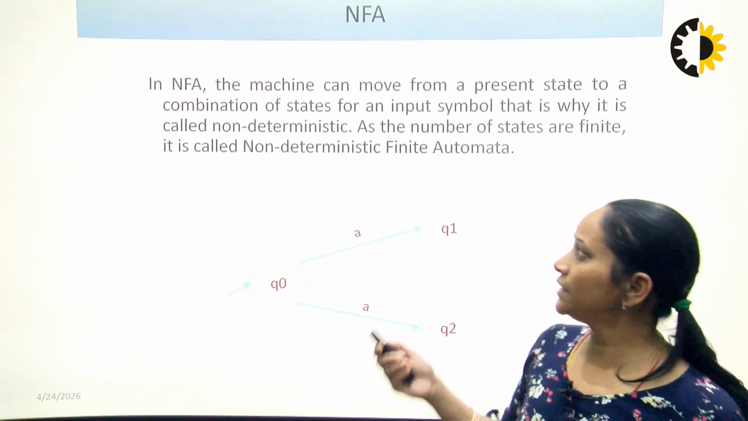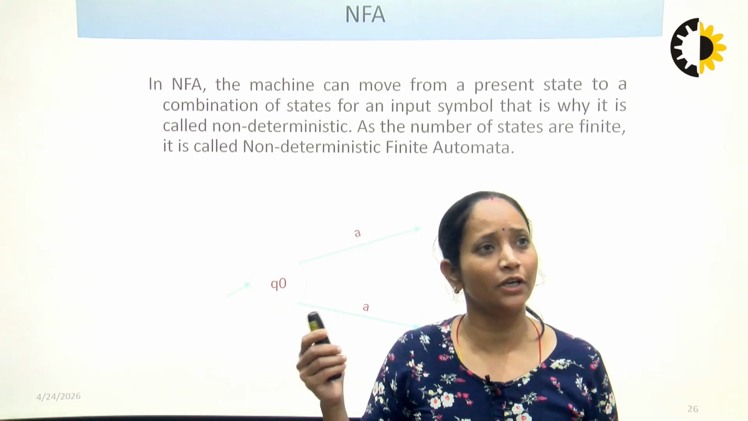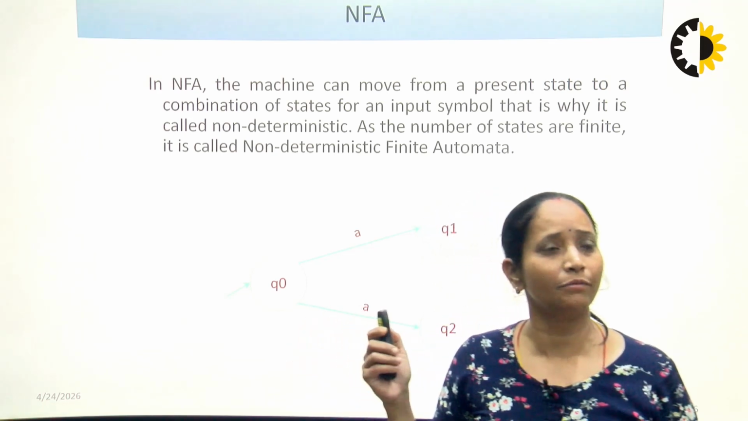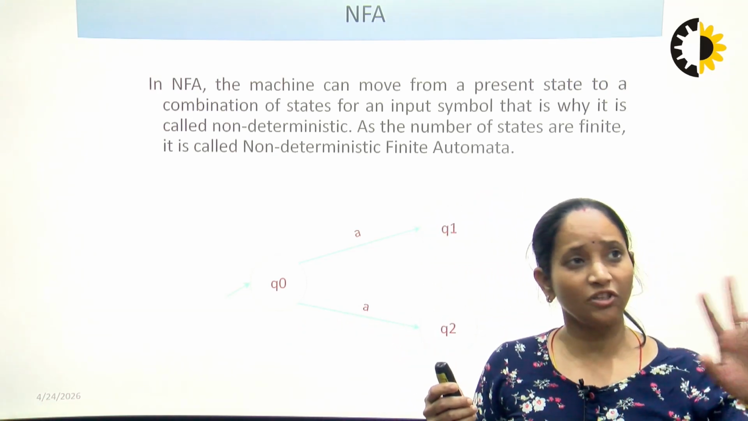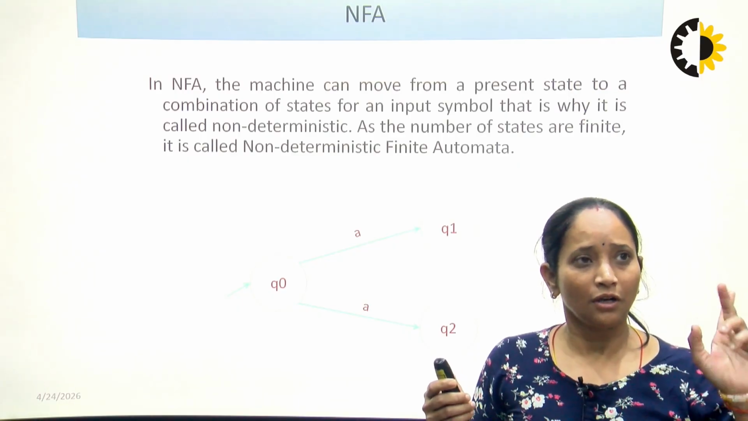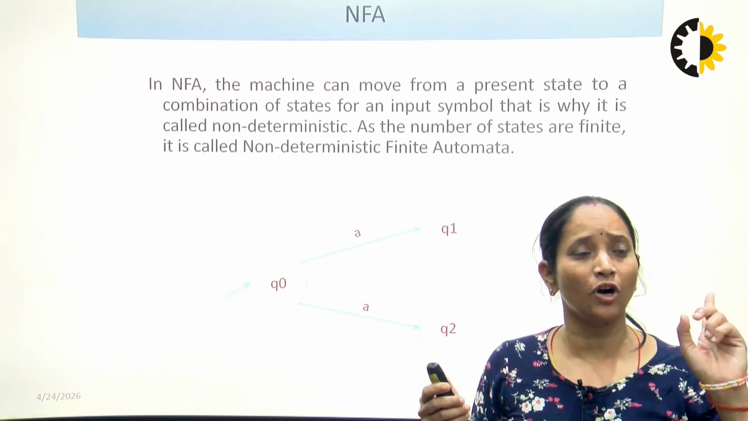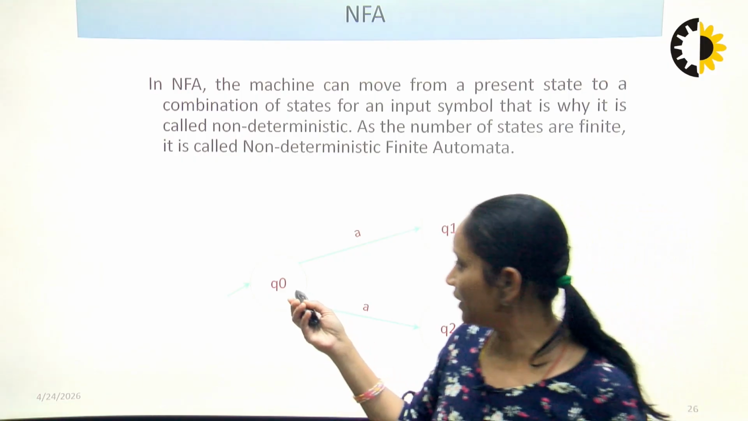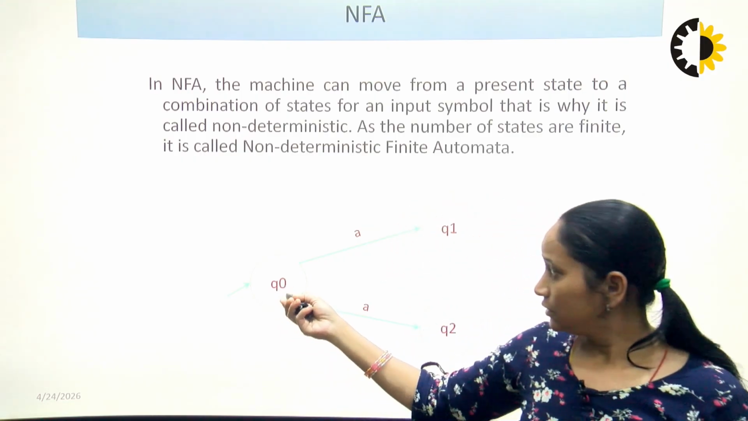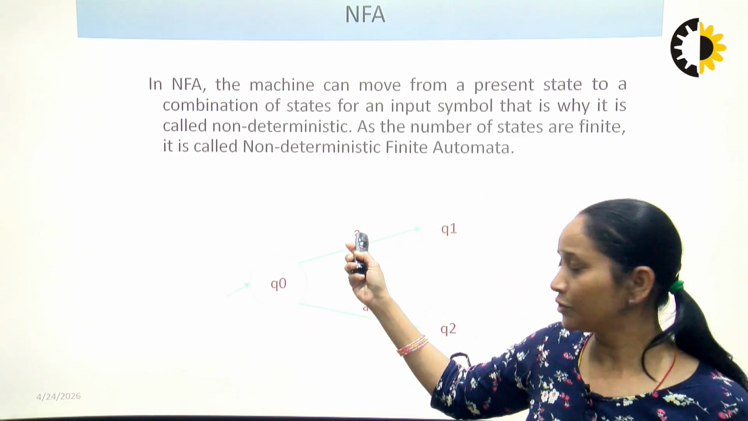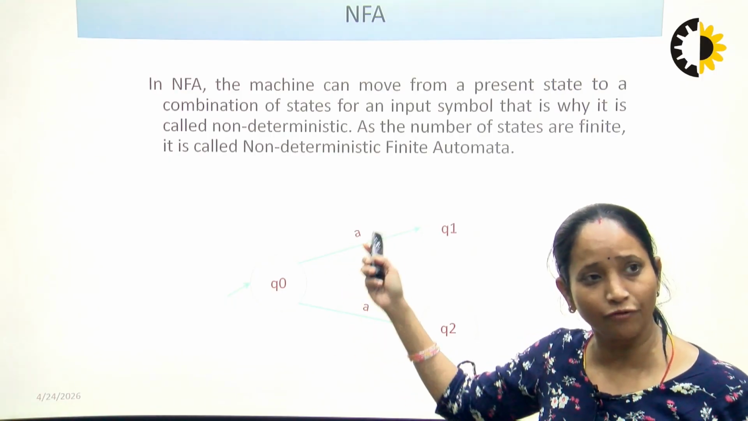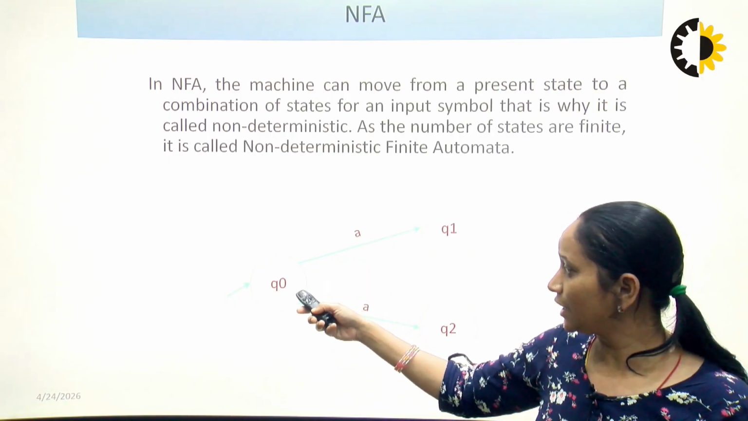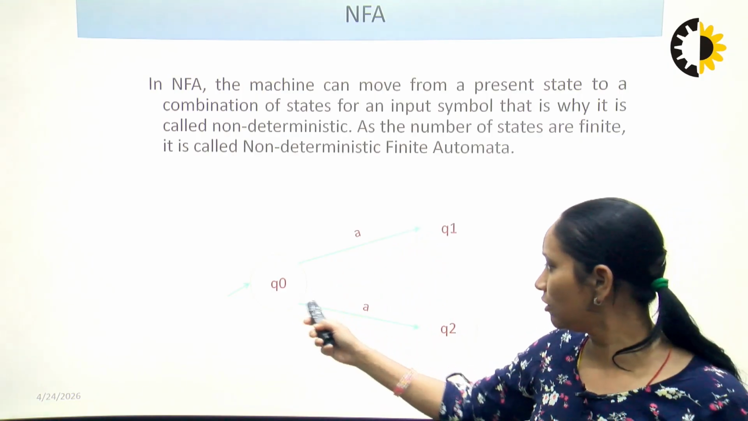The next one is NFA. We have already discussed that NFA means non-deterministic finite automata, where the transition function is defined such that there are multiple moves for a single input symbol. Here we can see that if the state is Q0 and the input symbol is A, the transition for this input symbol is defined: we can go either to Q1 or to Q2.